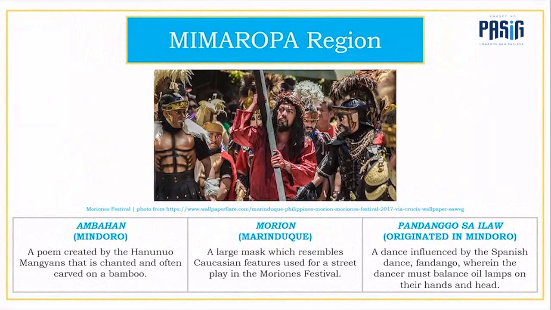The Mimaropa region. Ambahan is a poem created by the Hanunuo Mangyans from Mindoro that is chanted and often carved on a bamboo. A moryon is a large mask which resembles Caucasian features used for a street play in the Moriones Festival in Marinduque. Pandango sa Ilaw is a dance influenced by the Spanish dance fandango wherein the dancer must balance oil lamps on their hands and head. It originated in Mindoro according to national artist Francisca Reyes Aquino.